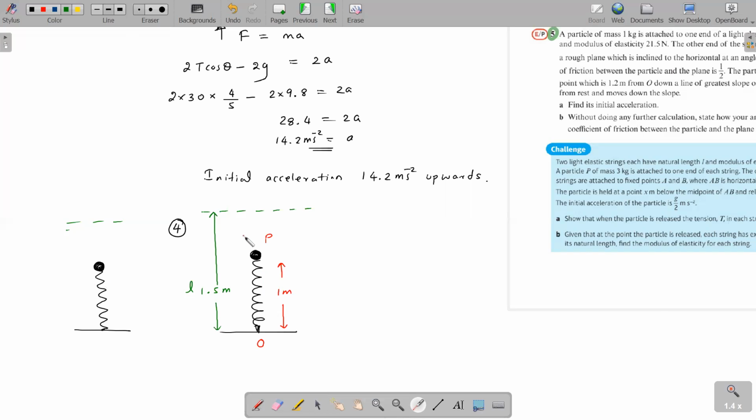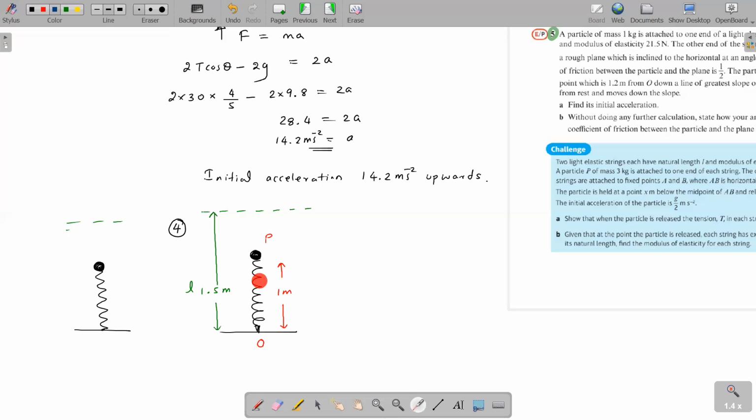Actually you don't need to find it. You can just go with what we have. If our answer is wrong, I will just get a negative answer, because my assumptions of the directions are going to be wrong. If the equilibrium position is below the 1 meter, that means you have pulled this object upwards. Are you guys with me?